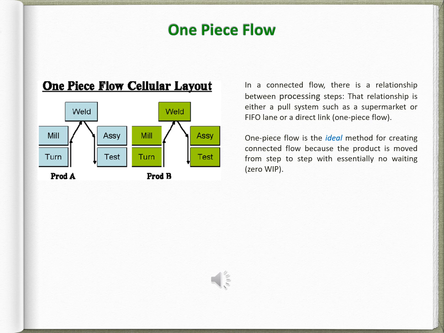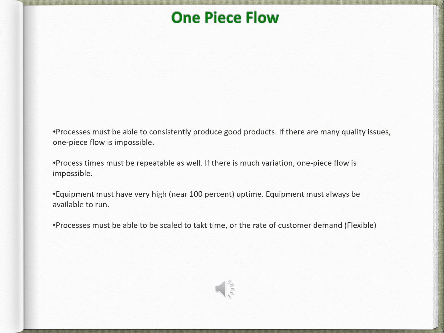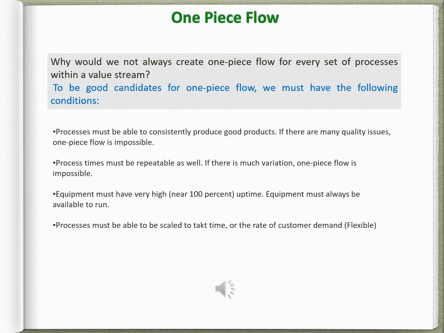In a connected flow, there is a relationship between processing steps. That relationship is either a pull system, such as a supermarket or FIFO lane, or a direct link, one-piece flow. One-piece flow is the ideal method for creating connected flow because the product is moved from step to step with essentially no waiting, zero WIP. However, one-piece flow is not always possible. Why would we not always create one-piece flow for every set of processes within a value stream?